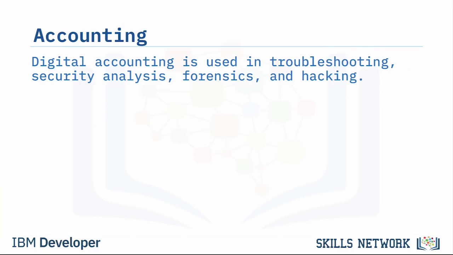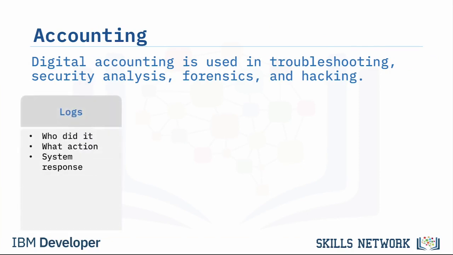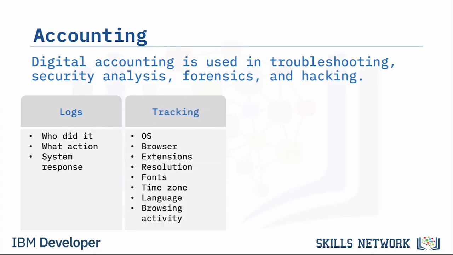Digital accounting is used in troubleshooting, security analysis, forensics, and hacking. Logs. Most software and systems generate audit logs. Audit logs capture log file events, which can show who did what and how the system behaved. Tracking. Websites can track your OS, browser version, installed extensions, screen resolution, installed fonts, time zone, language, and how long you spent on a site and what you did there.